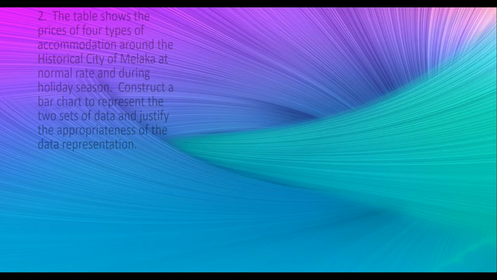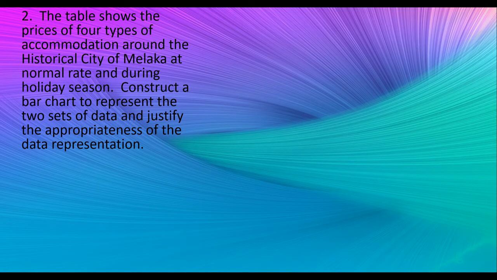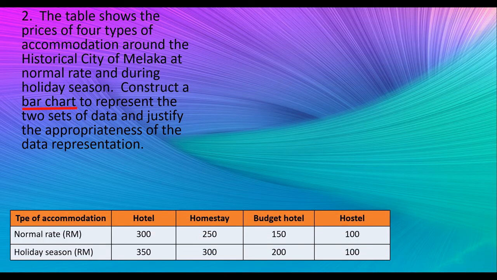Okay, now we move on to the second question. The table shows the prices of 4 types of accommodation around the historical city of Malacca at the normal rate and during the holiday season. Construct the bar chart to represent the 2 sets of data and justify it. Okay, again they are giving you the title of the data representation. Okay, they need the bar chart. So now we look at the frequency table.